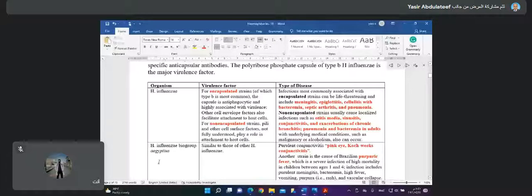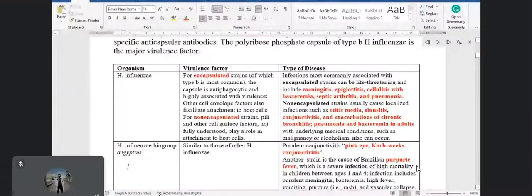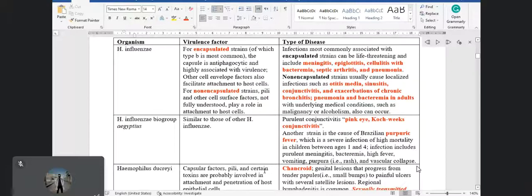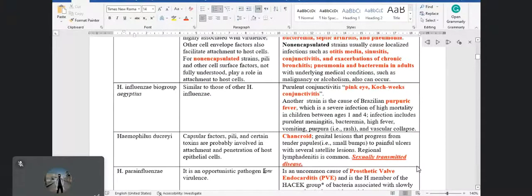Another strain of the Aegyptius is the Brazilian purpuric fever. Now, this one has a high mortality rate in children, especially between the ages of 1 to 4 years, and it is responsible for purulent meningitis, bacteremia, and high fever. The sexually transmitted species of Haemophilus is Ducreyi.